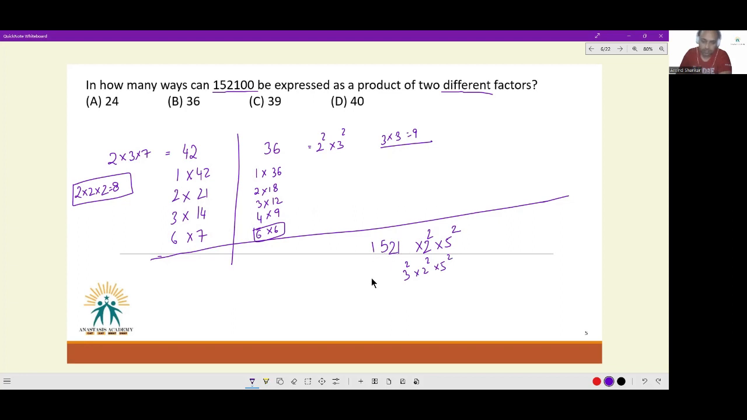Finally, if I divide it by 9, what do I get? 1521 divided by 9: 15 by 9 gives 1, remainder 6; 62 gives 6, remainder 8; 81 gives 9. I get 169. Okay. And now this is 13 square. So finally, our number can be broken down as 13 square into 3 square into 2 square into 5 square.